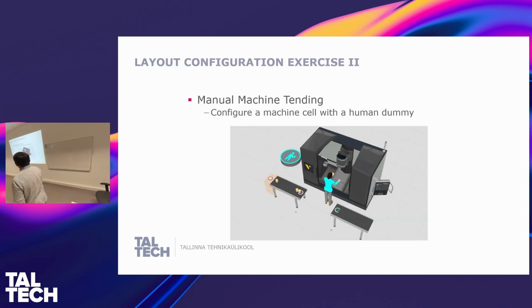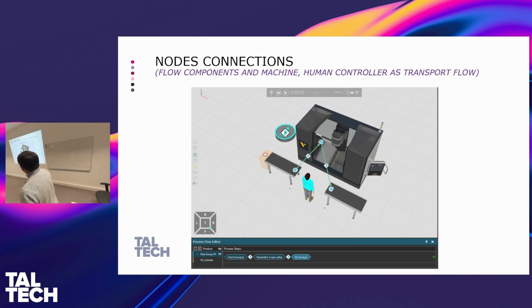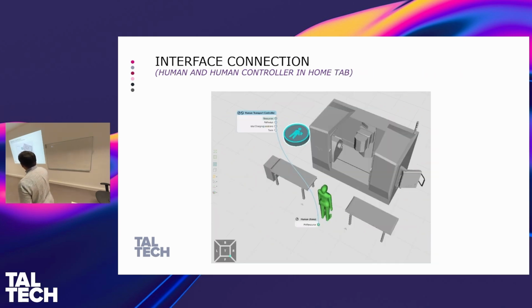The next thing we're going to do is replace the robot with the human worker. Before, the robot was doing the loading and unloading. Now in the second exercise, the human worker will do it, and we'll see how we can connect those things. Again, in the slide, what components are needed and where you can find them are highlighted, and then the connections, how you make the flow. And here is one more thing: we need to connect the interface also with the controller of a human worker. Such kind of thing we will do.